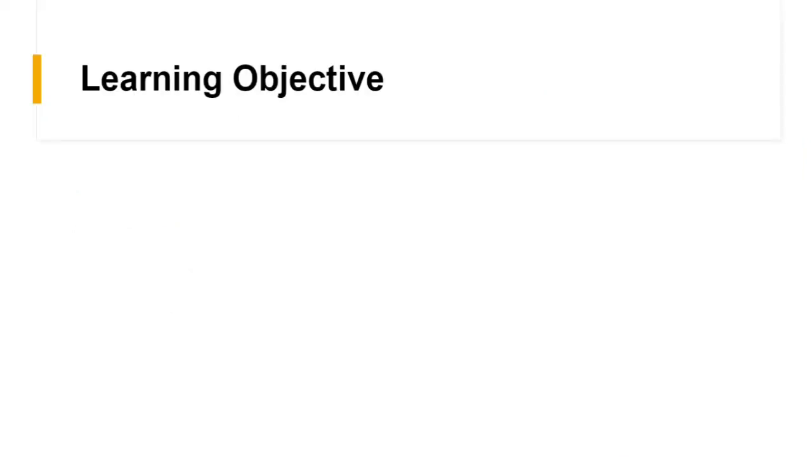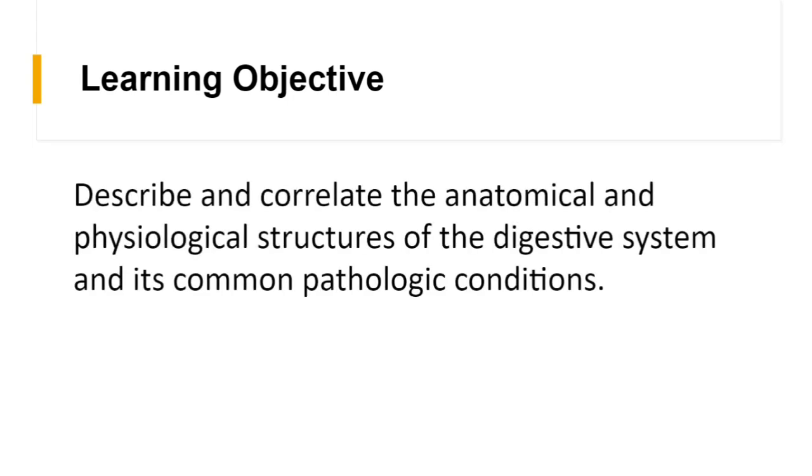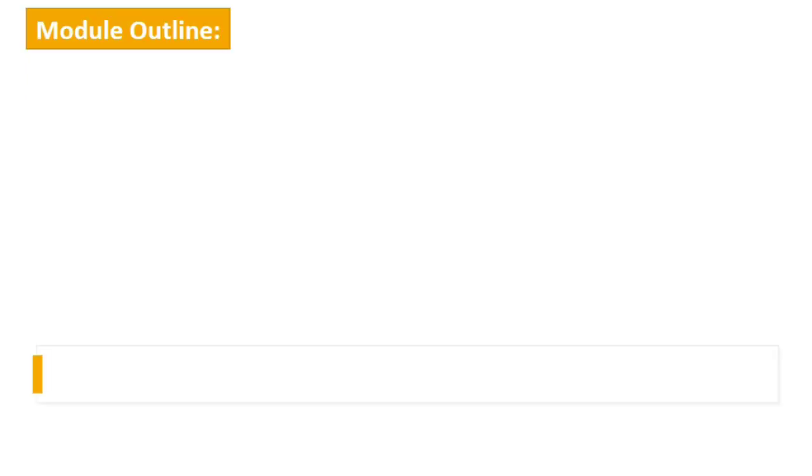Okay, so let's start. The learning objective of this digestive system lecture is to describe and correlate the anatomical and physiological structures of the digestive system and its common pathologic conditions. So we will be dealing with the specific organs that the digestive system encompasses, what its functions are, and the common diseases or pathologic conditions associated with the digestive system.